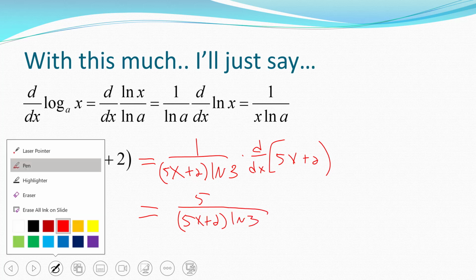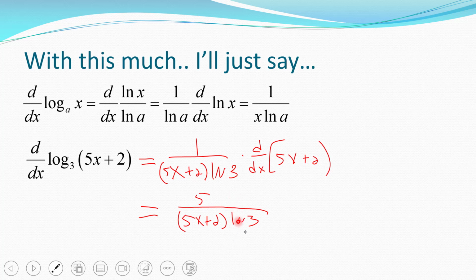Notice, all I did was take what this is, put it in the denominator, take its derivative, and put it in the numerator. The only difference is that since this is not the natural log, I have to divide by the natural log of that 3. So it's really just the derivative rule for the normal everyday natural logarithm.